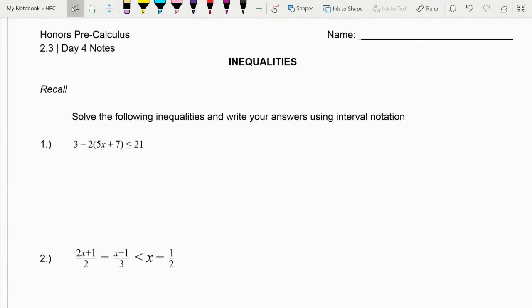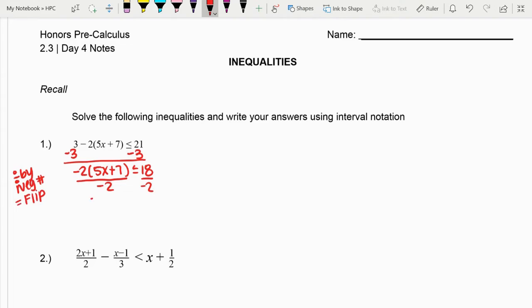Okay, in day 4 notes inequalities, we're going to solve the following inequalities and write our answers in interval notation. So first thing will be subtract 3 from both sides. And then let's go ahead and divide by a -2. Remember that anytime you divide by a negative, you must flip your inequality sign.